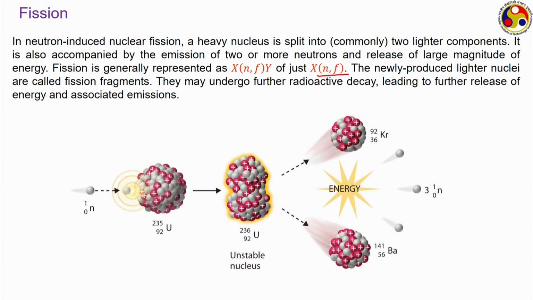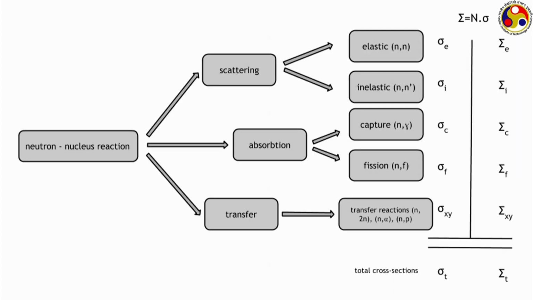These new elements or nuclei that are formed, like in this example we have one Kr92 and barium 141, are called fission fragments. These fission fragments also can be radioactive in nature and they may go for further radioactive decay such as alpha or beta decay or just gamma emission to go back to the ground state, thereby leading to some further energy production later on.